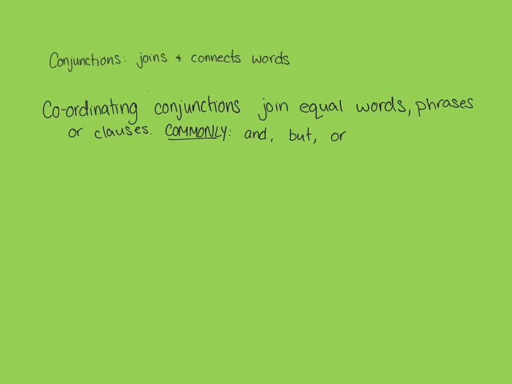Coordinating conjunctions join equal words, phrases, or clauses. So the key here is that they are equal. The most common coordinating conjunctions are and, but, and or. And I'll go through 3 examples, one for equal words, one for equal phrases, and one for equal clauses.